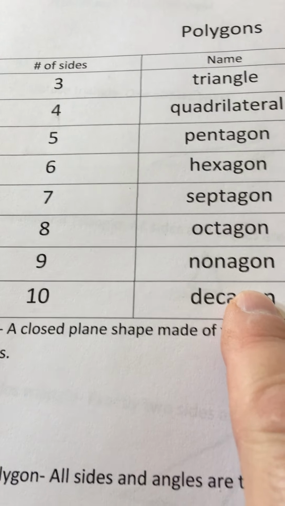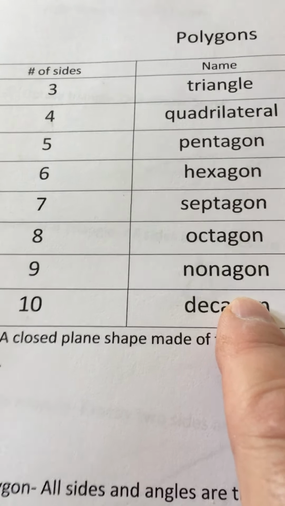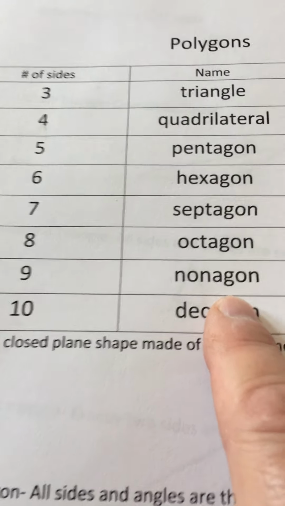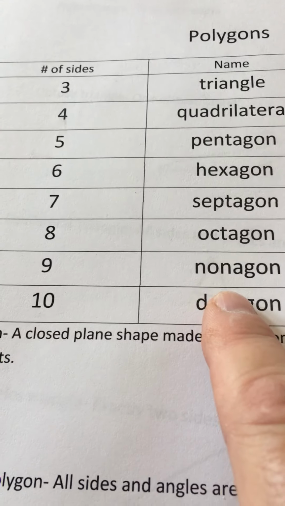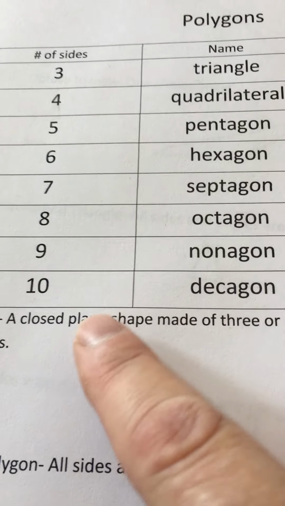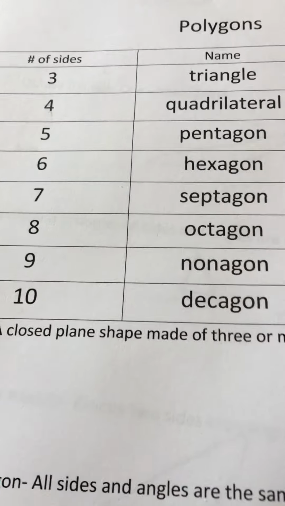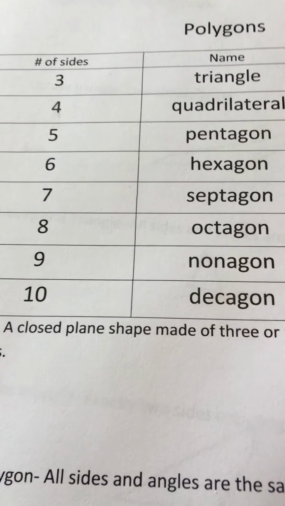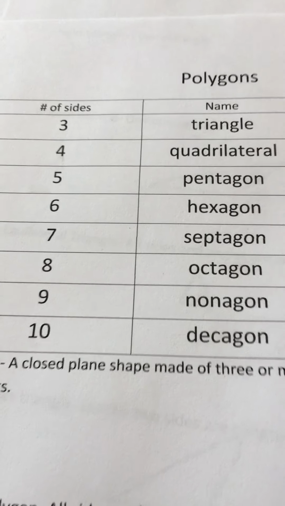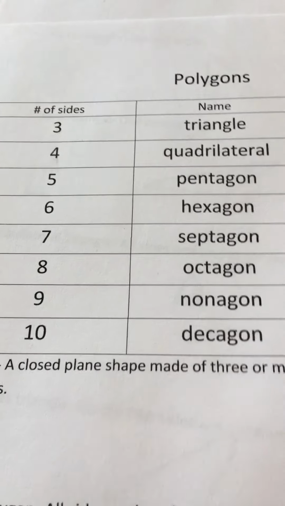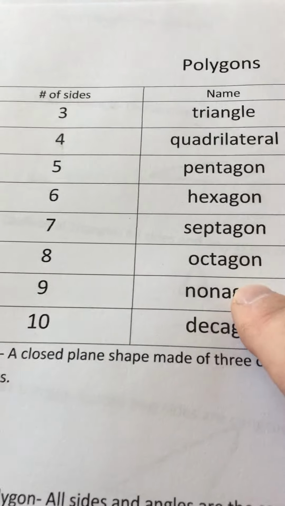9 is a... Oh, excuse me, I choked. 9 is a nonagon. You don't see that here. 10 is a decagon, right? Decade, like decade, right? Deca is 10. Metric prefixes are important, okay?